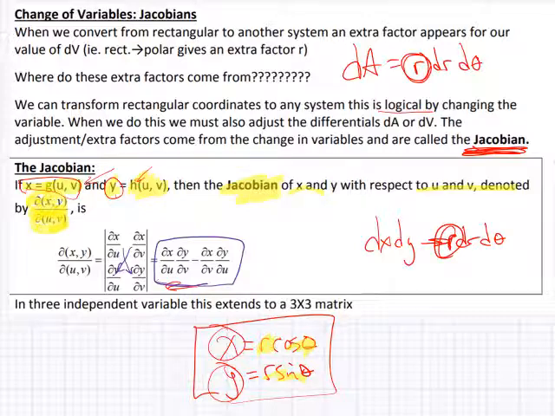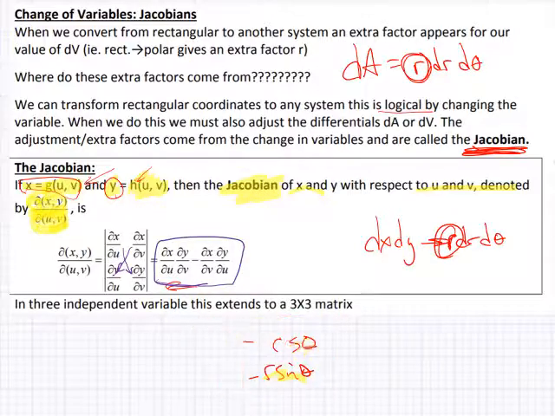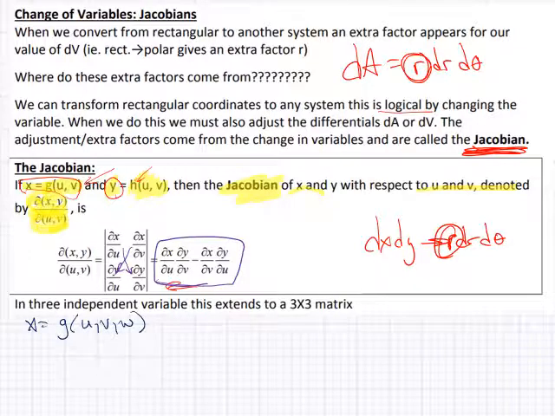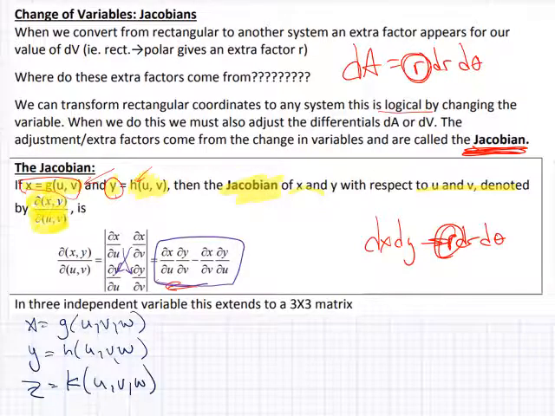If we were to do this with more variables, so let's say we have three variables, x, y, and z. So x is this function of u, v, and let's say w. And y is this other function of u, v, and w. And z is this third function of u, v, and w. Well, then what you're going to get is a 3 by 3 matrix that you need to find the determinant of.